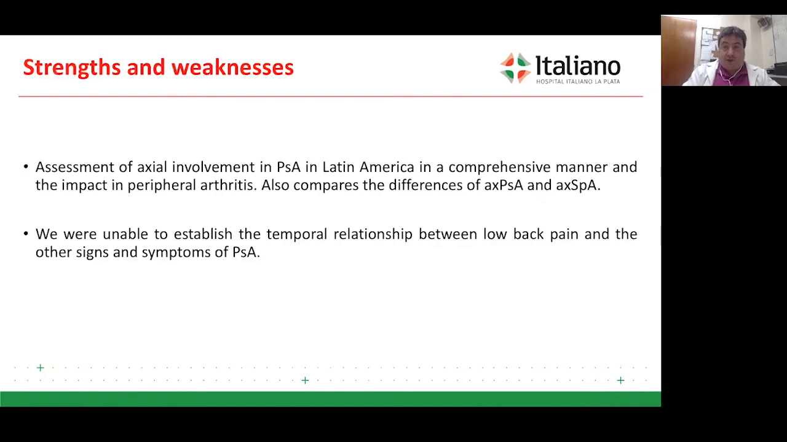As strengths and weaknesses of this study, we have an assessment of axial involvement in PsA in Latin America in a comprehensive way, which is very important, and the impact of this on peripheral arthritis. And it also compares the differences between axial PsA and axial spondyloarthritis. For weaknesses, we were unable to establish the temporal relationship between low back pain and the other signs and symptoms of PsA.